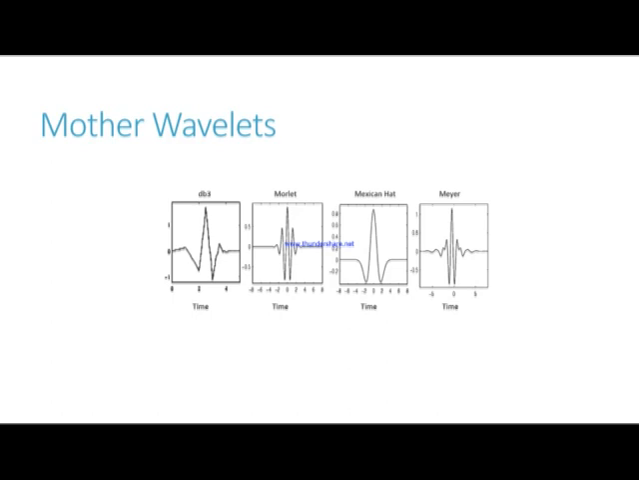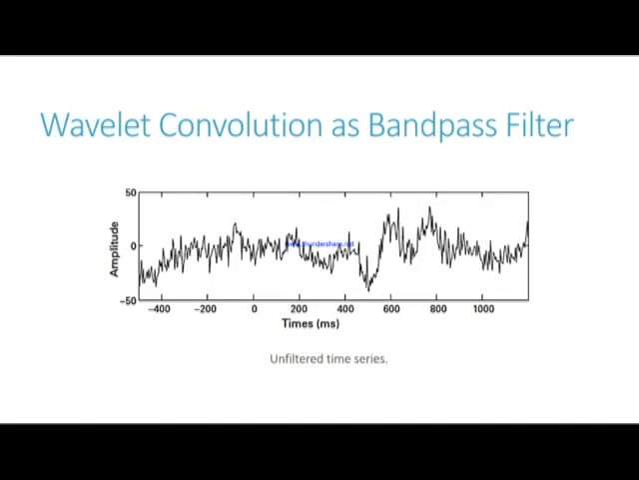There are several types of wavelets as shown here. We have Daubechies, Morlet, as described before, the Mexican hat, and Meyer, and so on. We have a lot of wavelets. Why wavelets? Well, we can use wavelet convolution as bandpass filters. So there is no need to design a bandpass filter in a specific way. We can use them as bandpass filters.